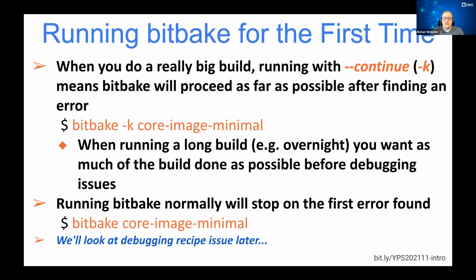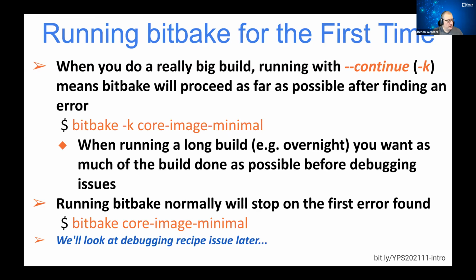And so in the scenario I gave with a 3-hour build that dies 10 minutes into it, normally with the dash continue, it might build for 2.5 hours before it finally can do no more. That means the next morning when you come in, you can see the error by rerunning Bitbake without the -k. You can fix the error, and then you might only have a half-hour build left. Okay, and that can make a really big difference.